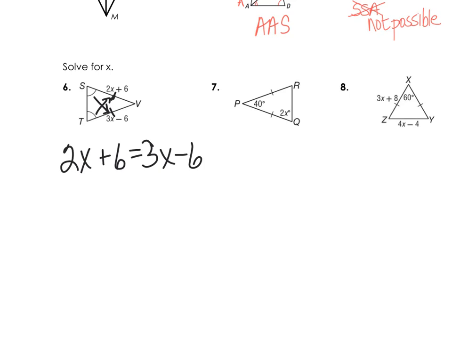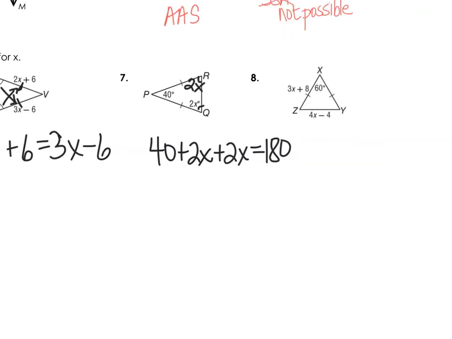Okay, so this one, I have sides, but I need to mark the angles. And so since these two sides are equal, those two angles are equal, and therefore this is a 2x. So we're talking angles here, so we know they all add up to 180. So 40 plus 2x plus 2x is going to equal 180.